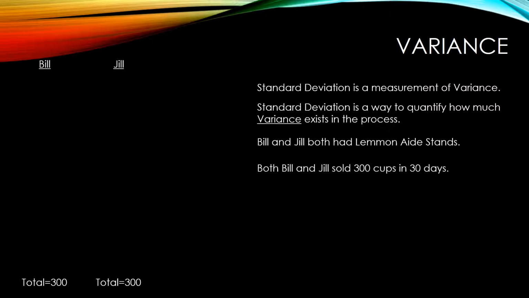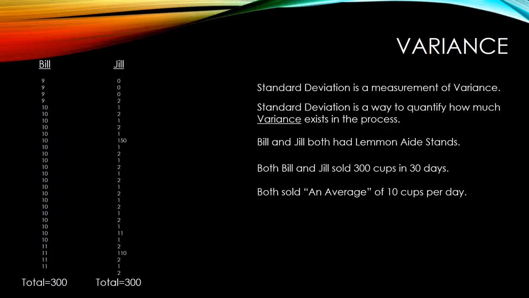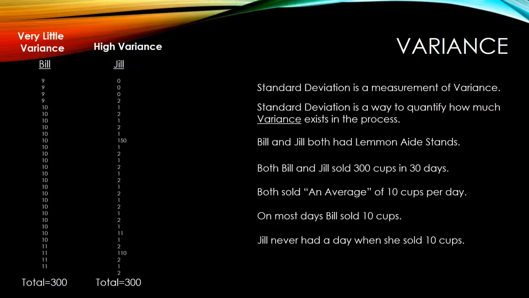Bill and Jill both have lemonade stands. They both sold 300 cups of lemonade in a 30-day period, so they seem pretty similar. They both sold an average of 10 cups a day. On most days, Bill sold 10 cups. Jill never had a day when she sold 10 cups, even though that was her average. So take a look at their numbers and you'll note, Bill literally on most days sold 10 cups. There's a handful of days where he sold 9. There's a handful of days where he sold 11. On most days he sold 10.